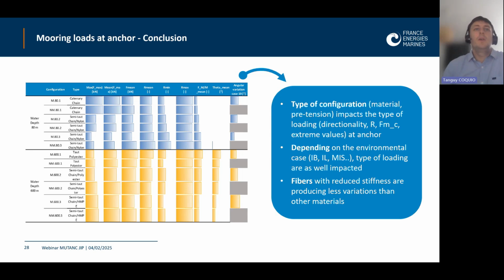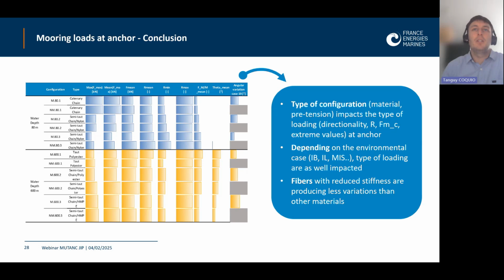To come back to this table, I will not go into detail, but we can see that depending on the type of configuration, let's say the material, the pretension, and the type of loading, if it's a vertical loading or horizontal loading, we will create different shapes of loading paths at the anchor. We can see that, for example, with catenary chain, we'll have R values, also called zeta C, that are limited and increased when going to chain-nylon or 100% nylon configurations.